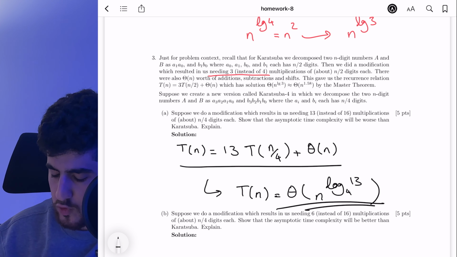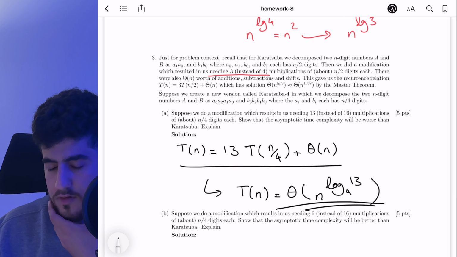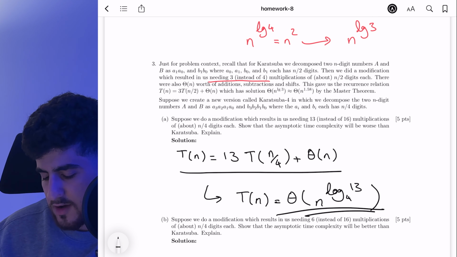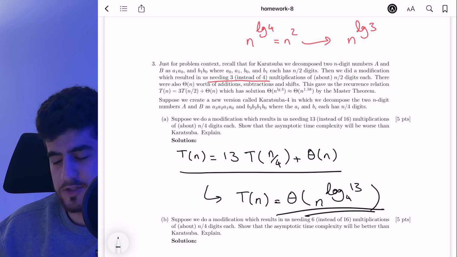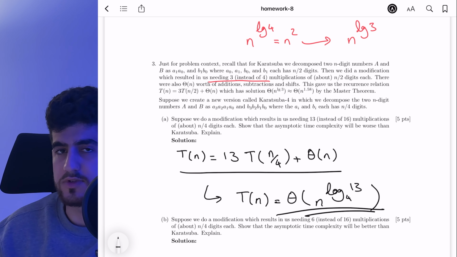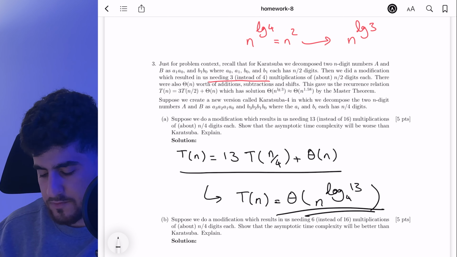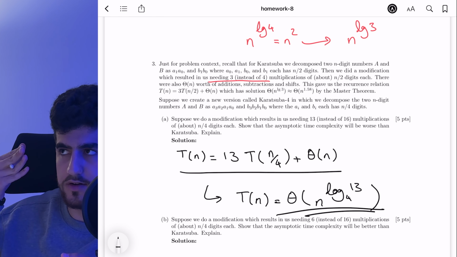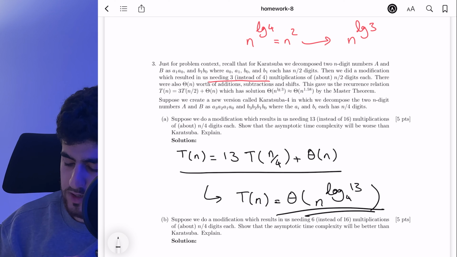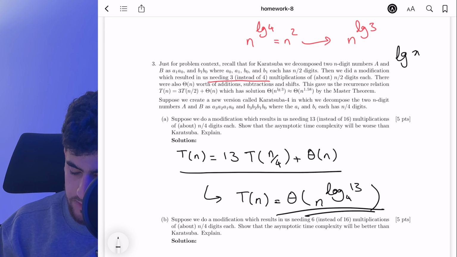And it is going to be worse than n to the power of log of 3. Because log of 3 in base 2 is equal to log of 9 in base 4. So log of 13 in base 4 is more than that. Okay, so I mean it's obvious that it is more than that. Because log of 9 in base 4 is equal to log of 3 in base 2. I mean log of x in base 2 is equal to log of x squared in base 4.